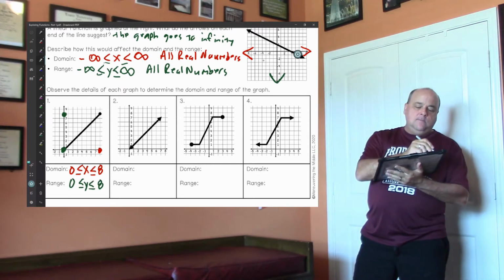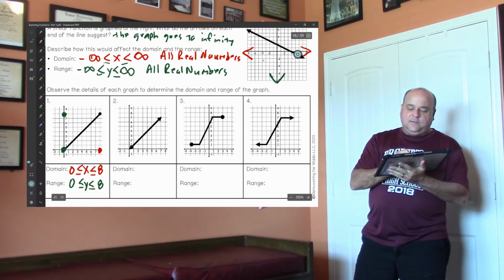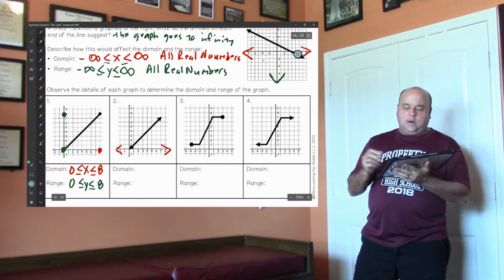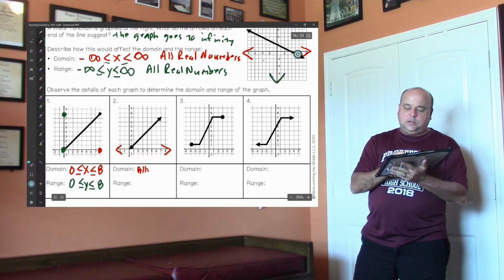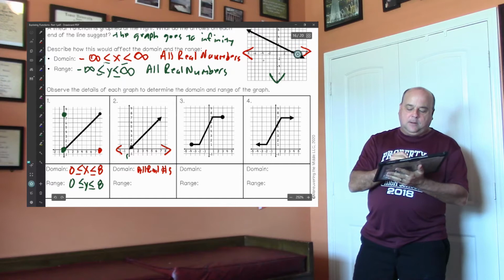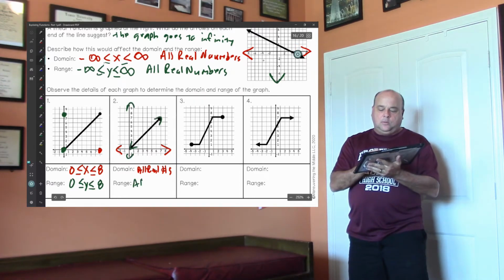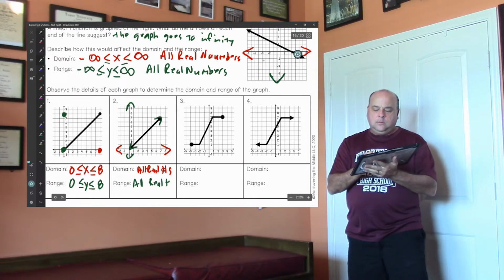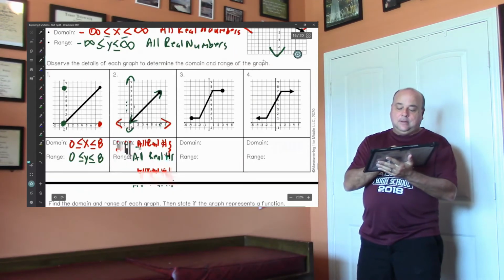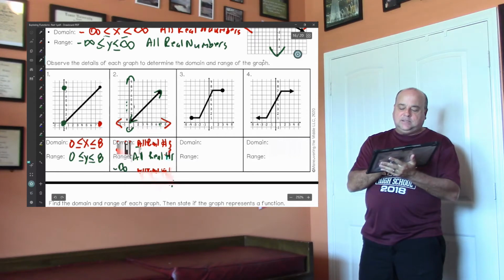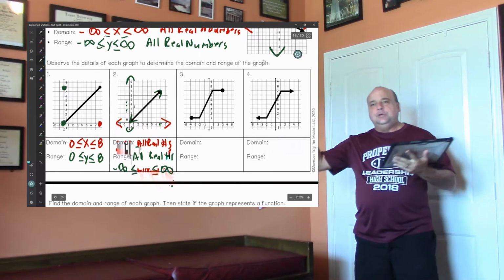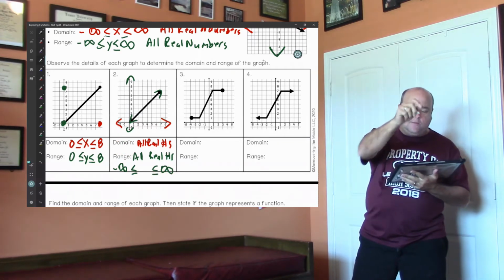Okay, so on the next one right here, notice that they both have arrow tips, right? So my domain will go from left to right, and let's just put all real numbers. And the range is going to go from the bottom to the top. Both of them have arrow tips, right? So it's also going to be all real numbers. Or you could write it down negative infinity to positive infinity, right? Okay. Usually you just put all real numbers. Let's go to the next one.